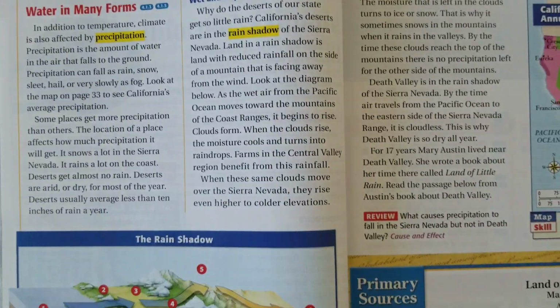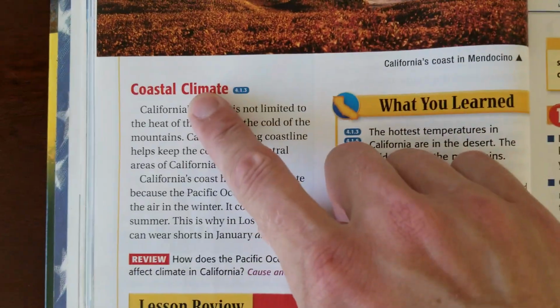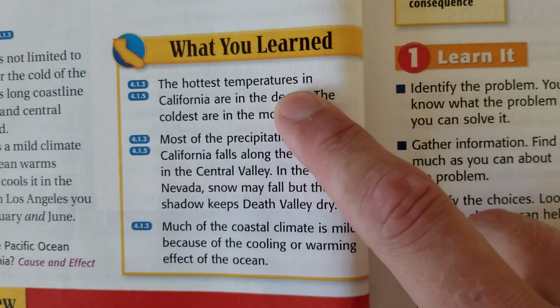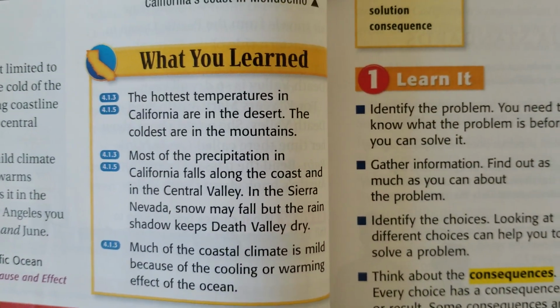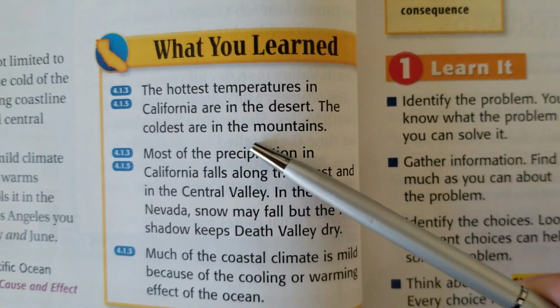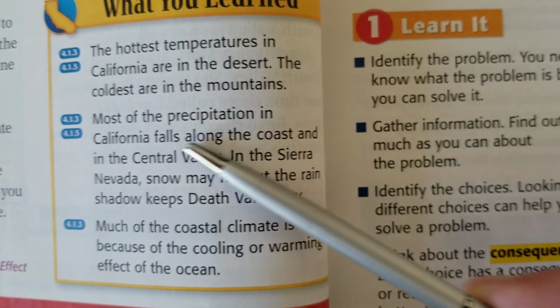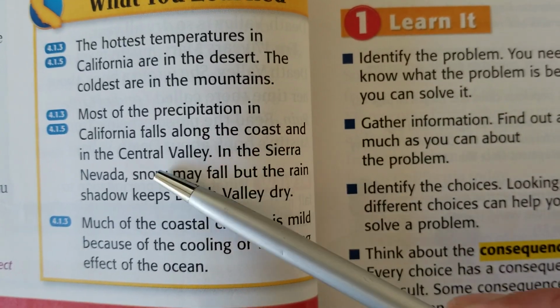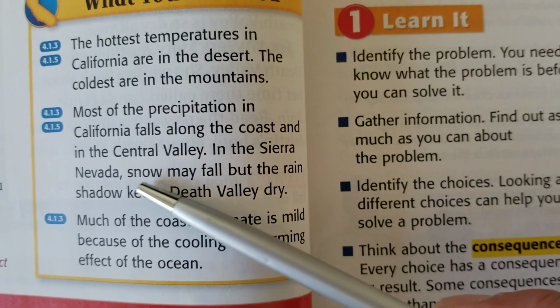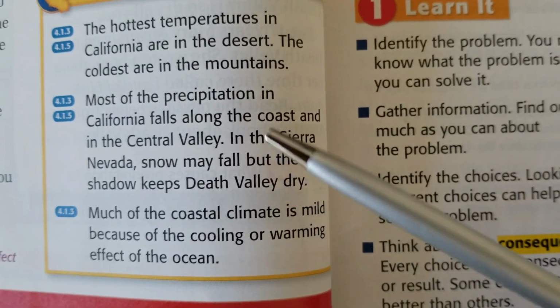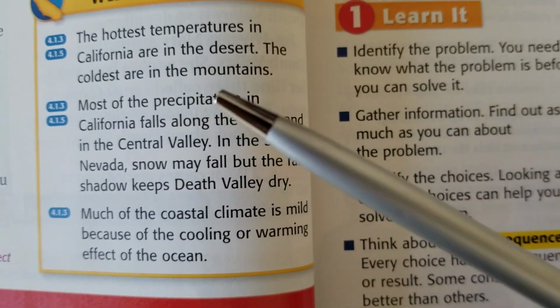1, 2, 3. I see a pattern. 1, 2, 3. Okay. First red topic. The hottest temperatures in California are in the desert. The coldest are in the mountains. Straight to the point. That's how you summarize. Most of the precipitation in California falls along the coast and in the Central Valley. In the Sierra Nevada, snow may fall, but the rain shadow keeps Death Valley dry. Straight to the point again. Summarize the most important points.